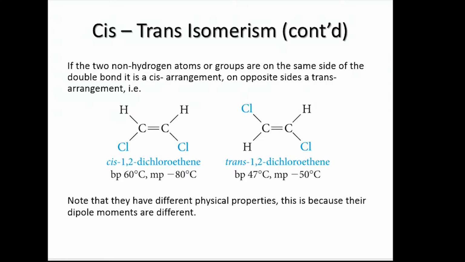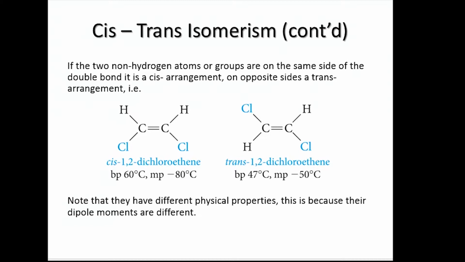In terms of the geometry about a double bond, we describe it as cis or trans, meaning substituents can be on the same side or opposite sides of the double bond. And that influences the reactivity and also the physical properties of a molecule.